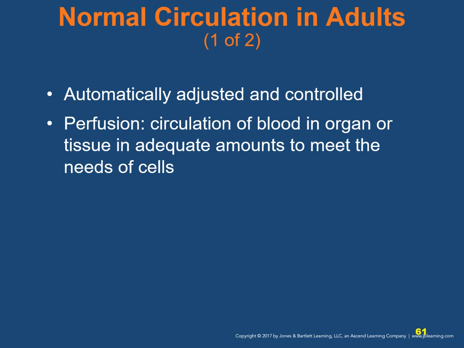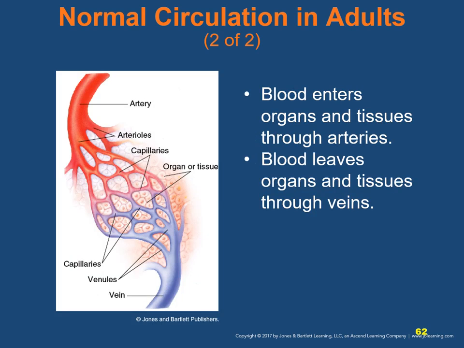Normal circulation in adults is automatically adjusted and controlled. Perfusion is the circulation of blood in an organ or a tissue in adequate amounts to meet the current needs of the cells. Blood enters the organs and tissues through the arteries and then leaves through the veins. So once the oxygen has been used, it leaves through the veins, goes back up to the heart and lungs to be reoxygenated.